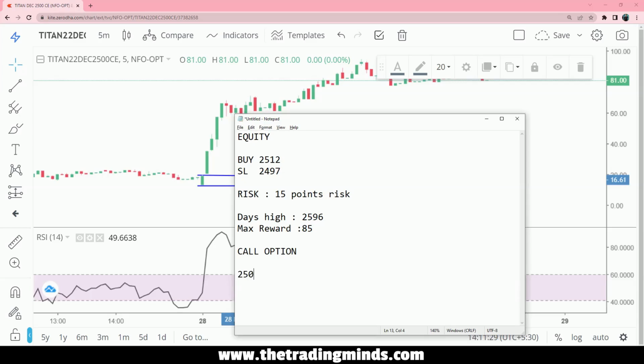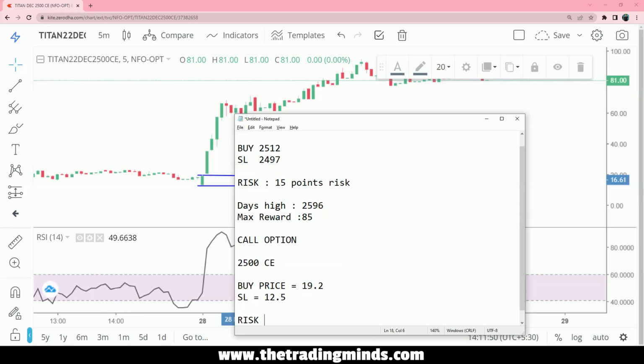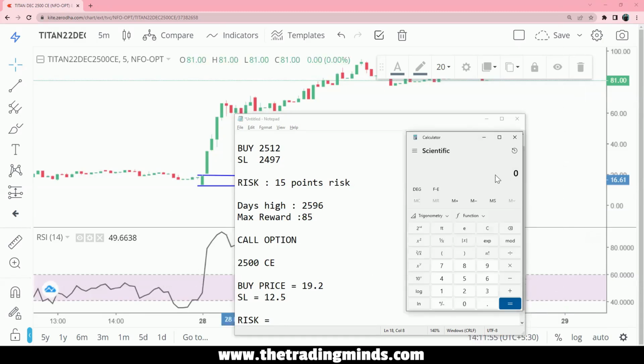Note down here, 2,500 CE I am going to buy. So what is the buy price? Buy price is 19.2 and stop loss is 12.7. I'm going to give a 20% buffer, 12.5. So what is the risk I'm going to take here? Risk equals to, what is the risk, guys? Let me go to the calculator. 19.2 minus 12.5, which is 6.7 rupees risk.